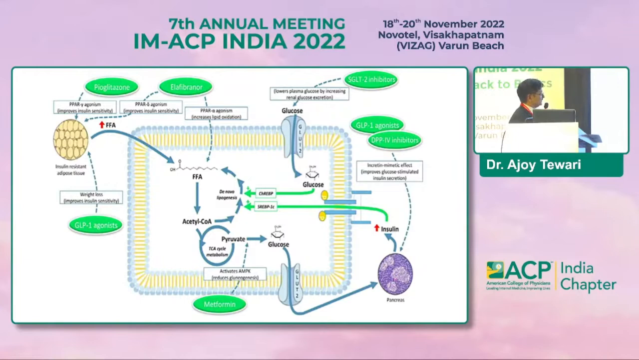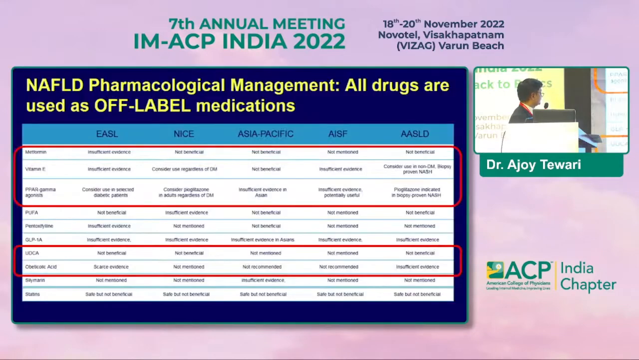Increasing lipid oxidation, SGLT2 inhibitors lower plasma glucose by increasing renal glucose excretion. GLP-1 analogs, DPP-4 inhibitors, and metformin to some extent are useful in this regard. So these are the guidelines, what they have said with regard to metformin, vitamin E, and PPAR alpha-gamma agonists.